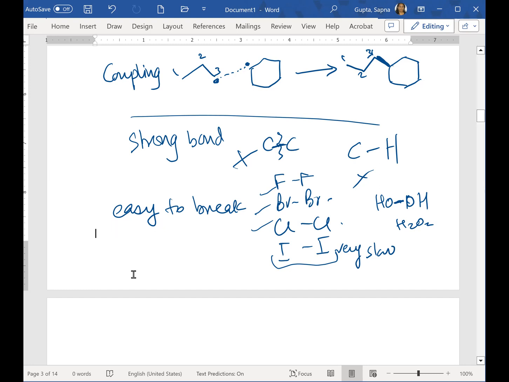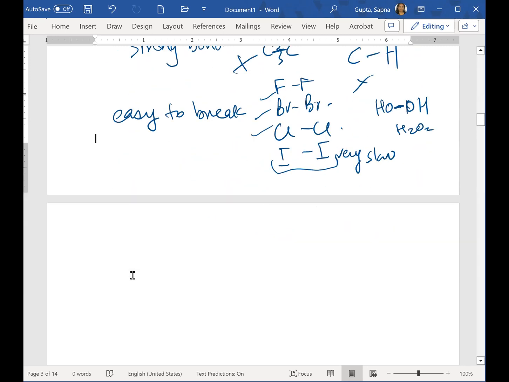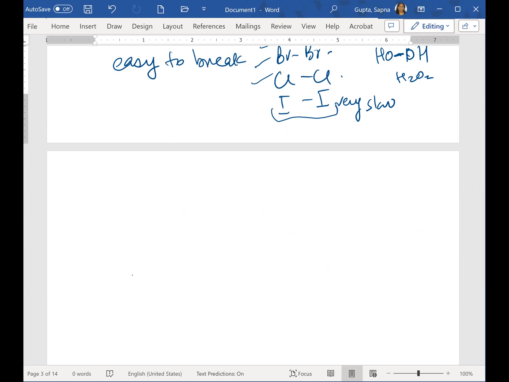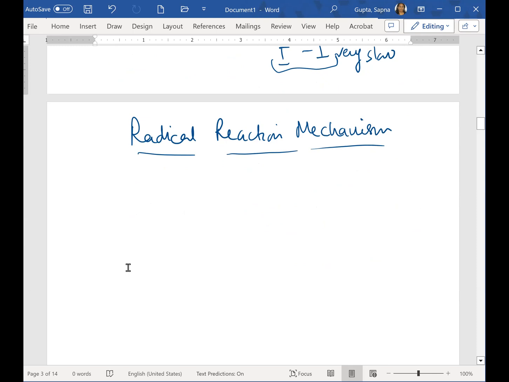When I say what bond is going to break, I'm talking about the reaction itself. How do you do this reaction? Now I'm going to mention how this reaction works, because we haven't talked about how radicals are made yet. So let's talk about the radical reaction mechanism. I'm taking you step by step. It might seem that I'm taking a long time to get there, but I'm hoping this will help you understand it better, because it's a very different kind of reaction. It's nothing like what we have done before.